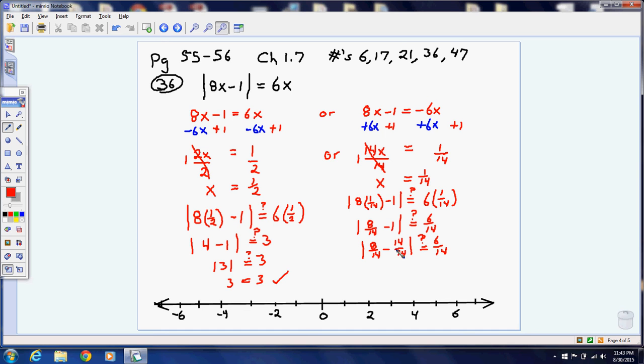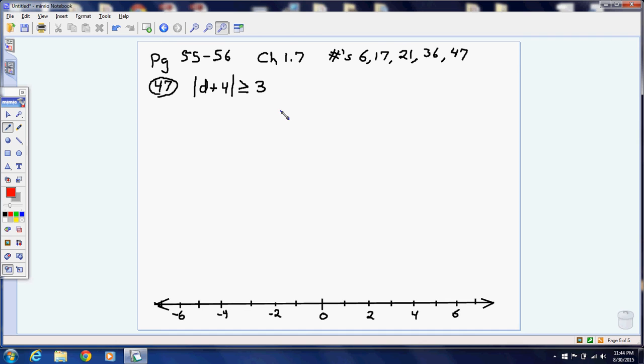Okay, 8 minus 14 makes a negative 6/14. This is looking good now. Does that equal 6/14? Well, yeah, inside absolute value brackets, that would be 6/14, which does in fact equal 6/14. All right, so that answer is good. We'll move on to the last one here.